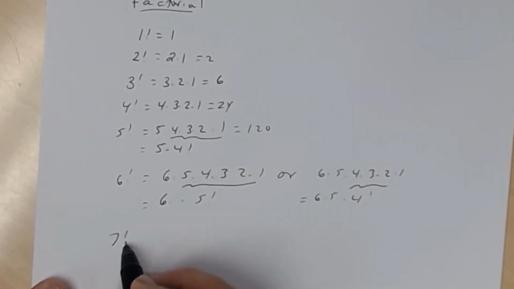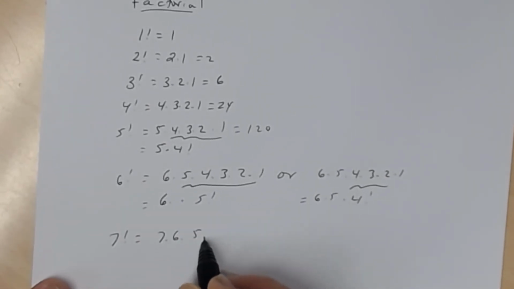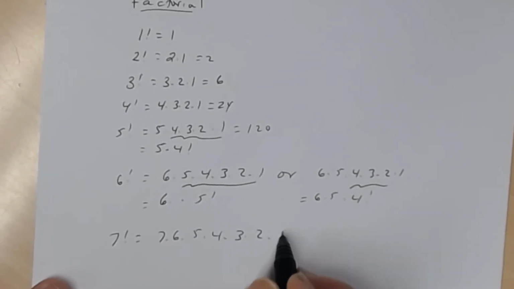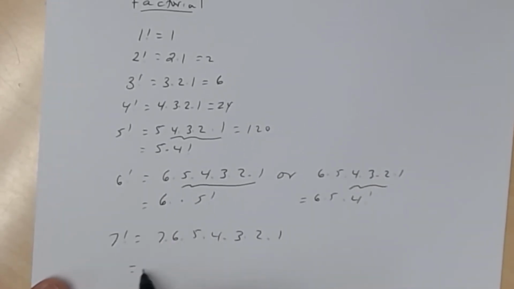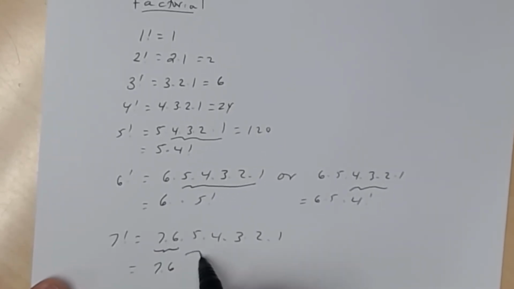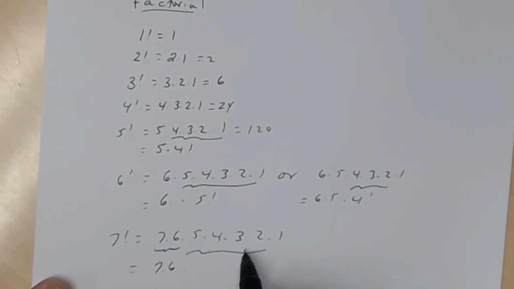7 factorial would be 7 times 6 times 5 times 4 times 3 times 2 times 1. And again, if I wanted to, I could say 7 times 6 times, and then what is this I have on the line? That's 5 factorial.